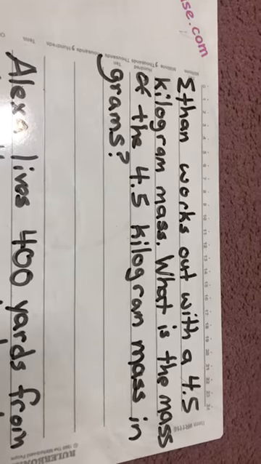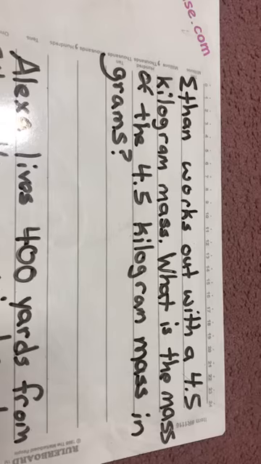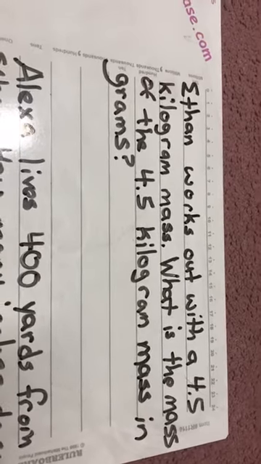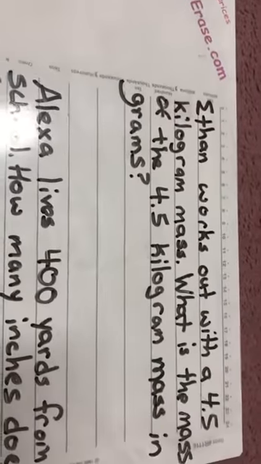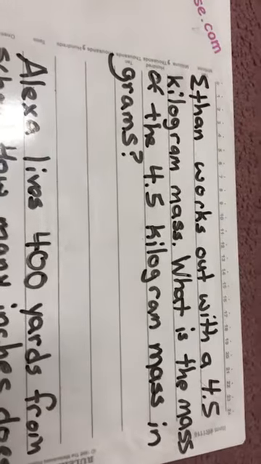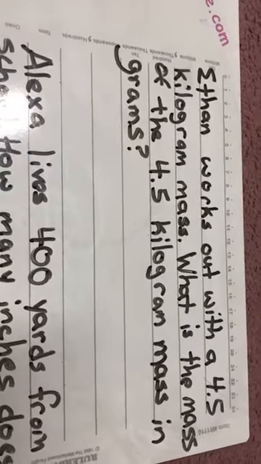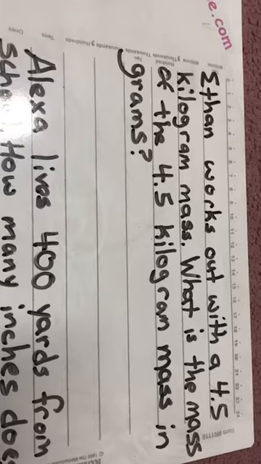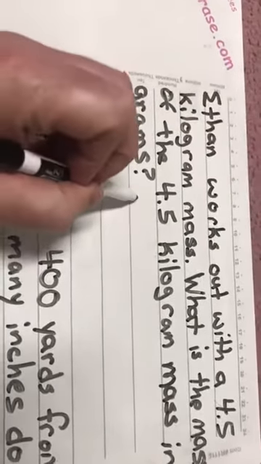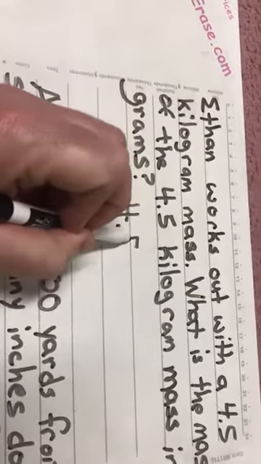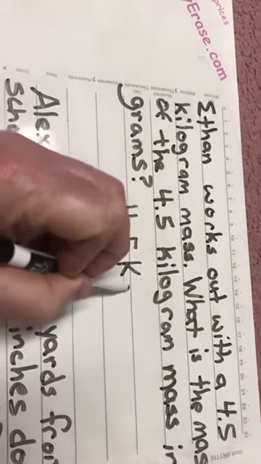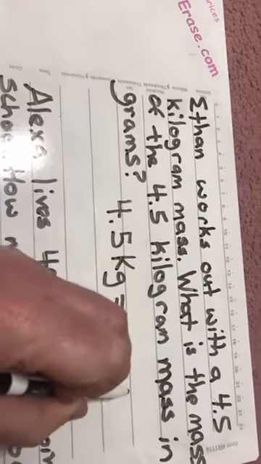Ethan works out with a 4.5 kilogram mass. What is the mass of the 4.5 kilogram mass in grams? So, my man Ethan, pumping the iron. Here we go. He is working with a 4.5 kilogram mass. What is the mass of the 4.5 kilogram mass in grams? So basically what we're trying to do is what we did yesterday, conversions. 4.5 kilograms equals how many grams? That is what we're doing.